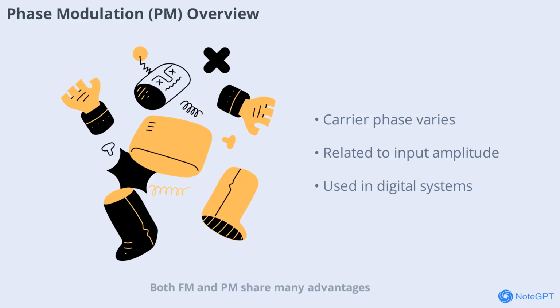Both FM and PM share many advantages, including improved signal quality and resistance to noise, but their mathematical treatments and practical implementations differ. Next, let's delve into the mathematical expressions that describe these modulations.